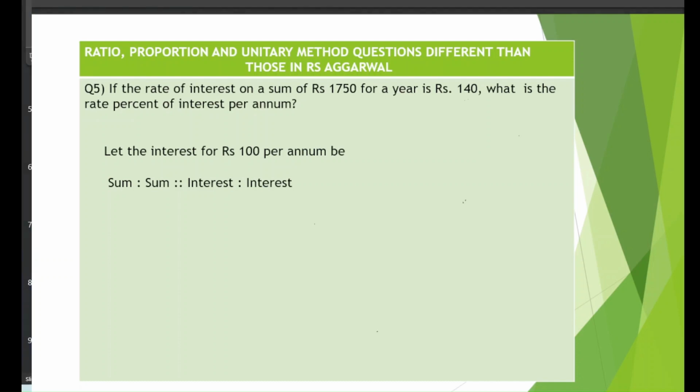The question says, if the rate of interest on a sum of rupees 1750 for a year is 140, what is the rate percent of interest per annum? See, what is the sum here that's written over here? Suppose I am saving in my savings account, rupees 1750 in one of the banks where I have a savings account.